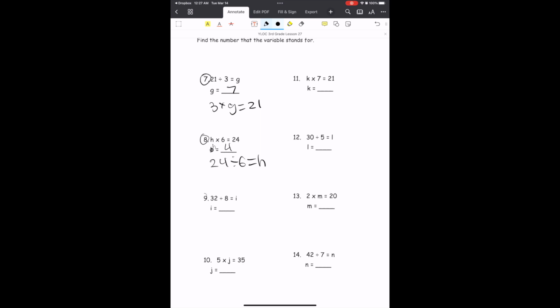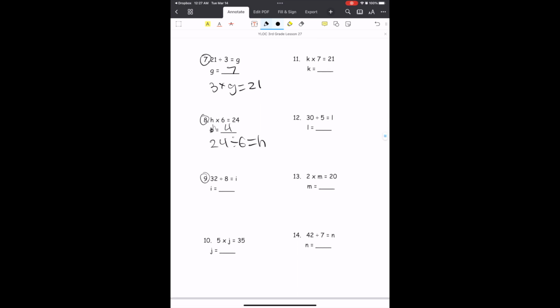9, 32 divided by 8 is equal to I. Well, that's the same as 8 times I is equal to 32. And we all know I is equal to 4, because 8 times 4 is equal to 32. 10, 5 times J is equal to 35. We all know 5 times 7 is equal to 35. But you can also write it as 35 divided by 5 is equal to J.